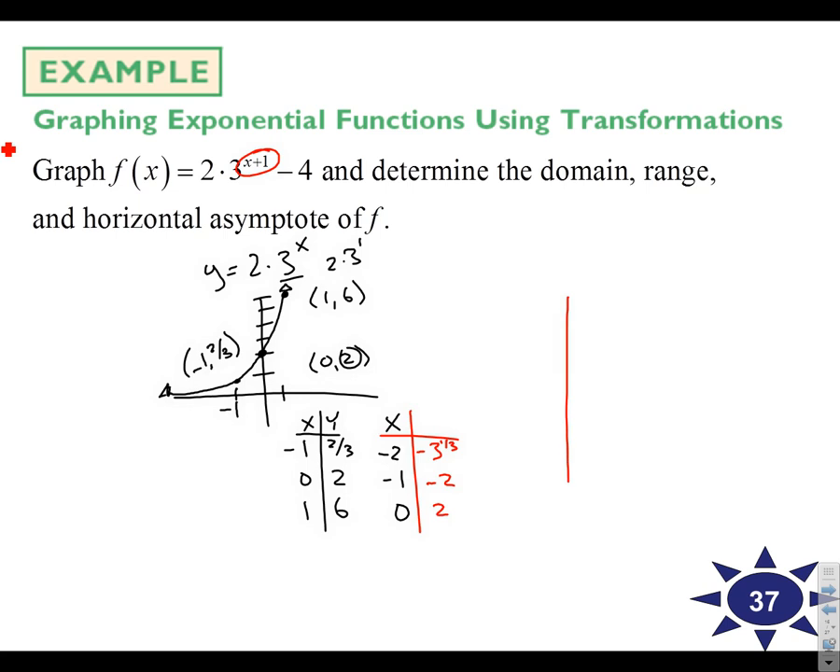And so our new graph has (-2, -3 1/3) down there, (-1, -2), and here we have (0, 2). Where's the asymptote? The asymptote used to be at y equals 0. Shift that down by 4. Now we're going to have an asymptote at y equals negative 4, and taking off like that. So take your asymptote and shift it by the y transformation. Try problem 37.